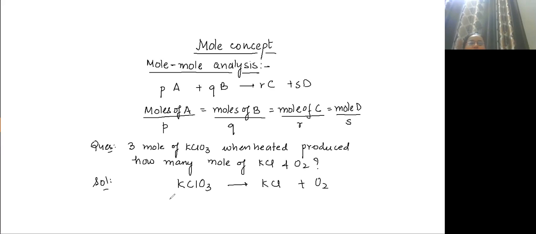So first thing what you need to do, whenever you see a chemical reaction, first thing that you need to do is you have to balance the equation. Whenever you see a chemical reaction, you have to balance it. How will you balance it? 2 KClO3, 2 KCl and 3 O2.